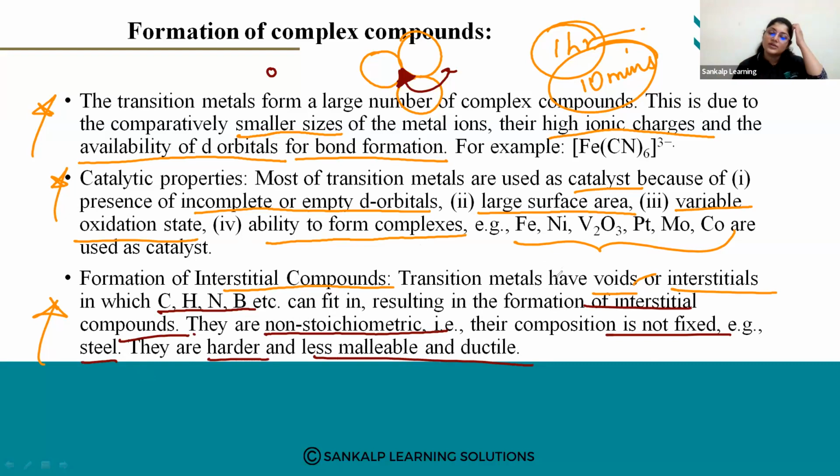Transition metals can form a large number of complex compounds. What is the reason why they show catalytic properties? Why do most of the transition metals show catalytic properties, and what leads to the formation of interstitial compounds? So these three points, please make them a note.